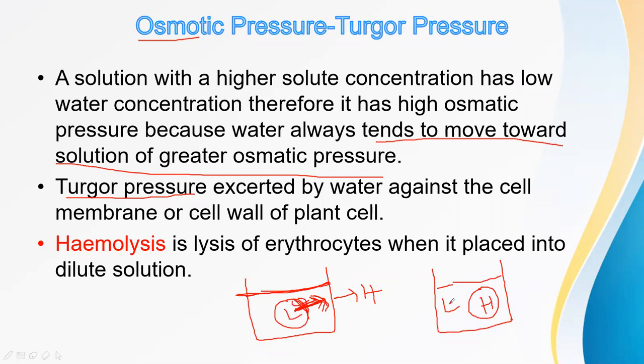Now what will happen? The water molecules will move from low concentration to high concentration, isn't it? When the water is moving into the cell, the cell wall exerts a pressure, like a force, to avoid the breakup of the cell. So this pressure we call turgor pressure. This is the example of hemolysis of the erythrocyte when it is placed into a dilute solution.